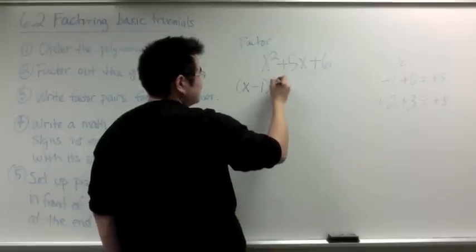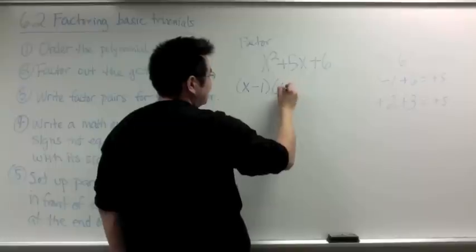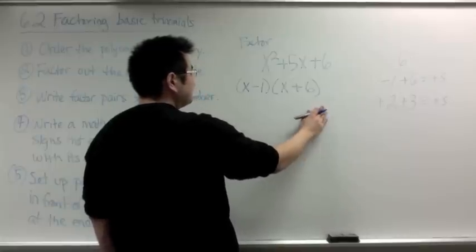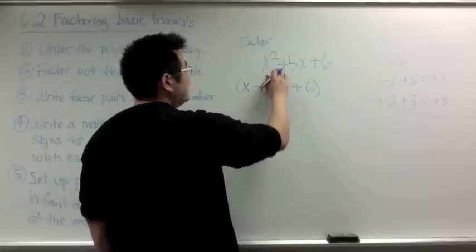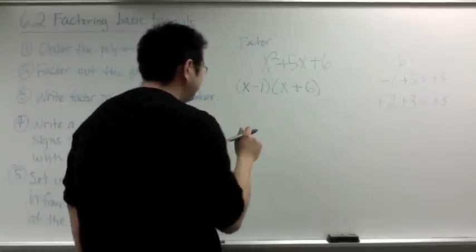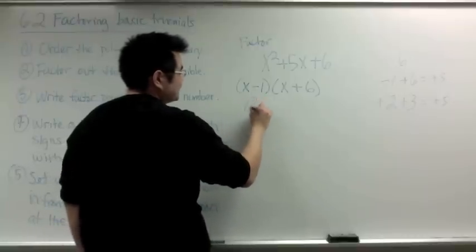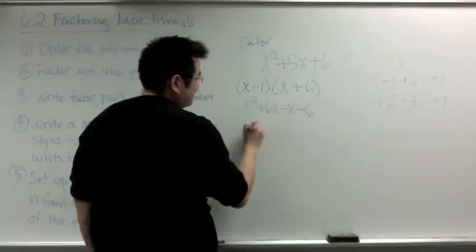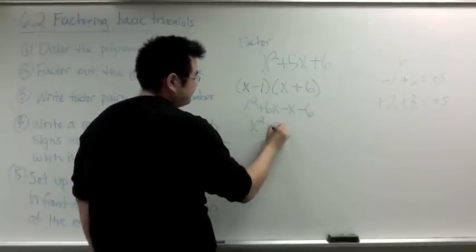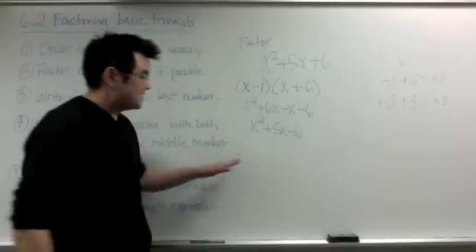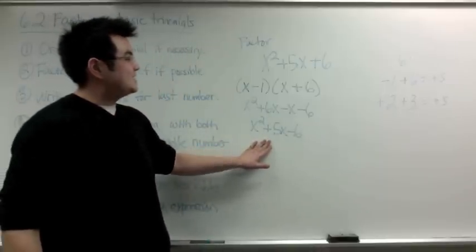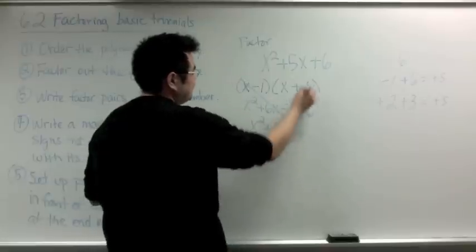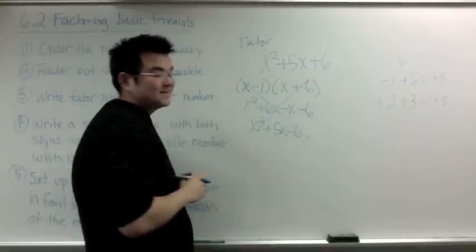So the first possibility is x minus 1 times x plus 6. So now we're actually going to simplify this to see if we get back our original trinomial. So I'm going to distribute the x and then combine like terms. Since x squared plus 5x minus 6 does not match our original problem, we know that this factor pair, 1 and 6, does not work.